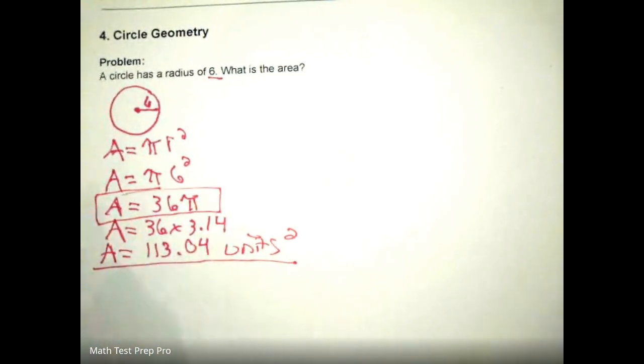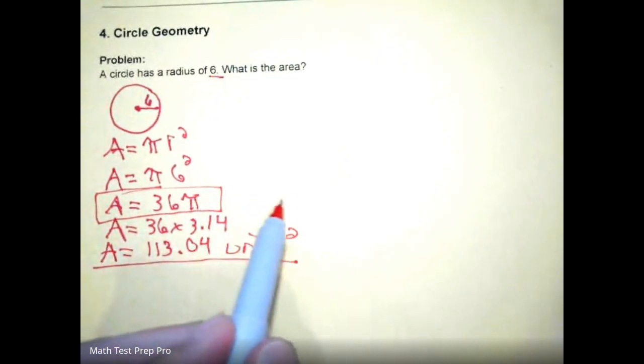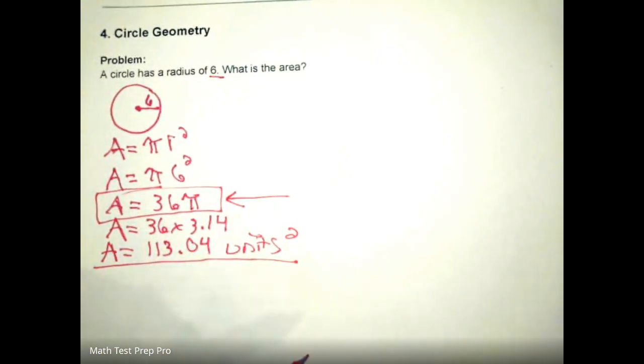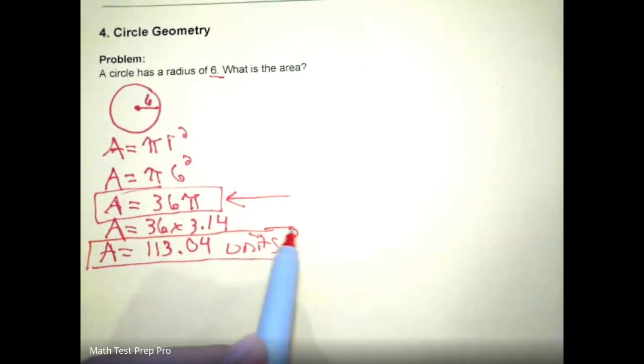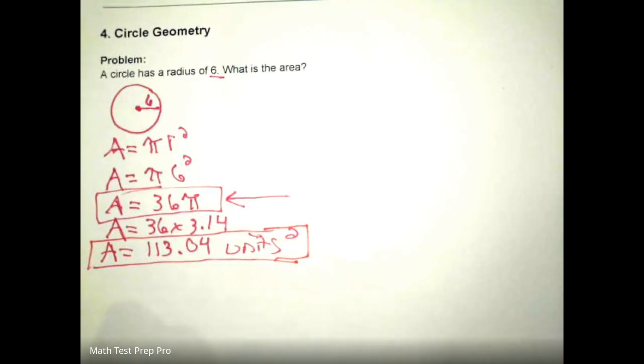Sometimes they'll ask you to put the answer in terms of pi. You're going to want to put that, which is A equals 36 pi. And sometimes they'll tell you to use pi equals 3.14 to get the answer to the nearest hundredth, which is what I did here, 113.04.